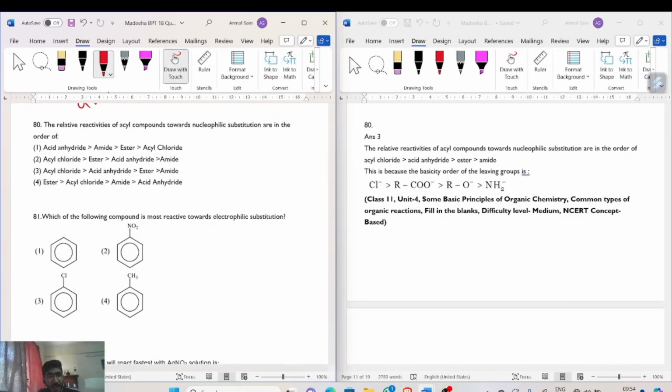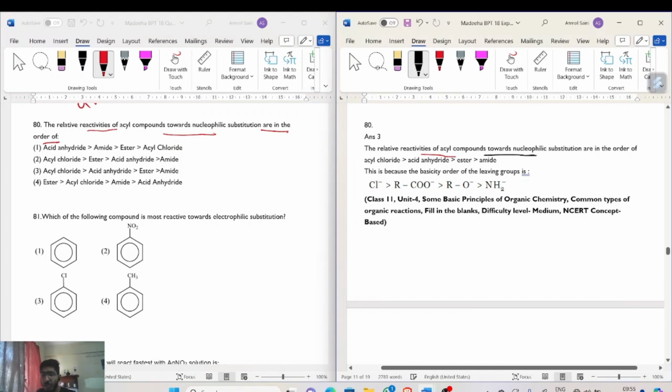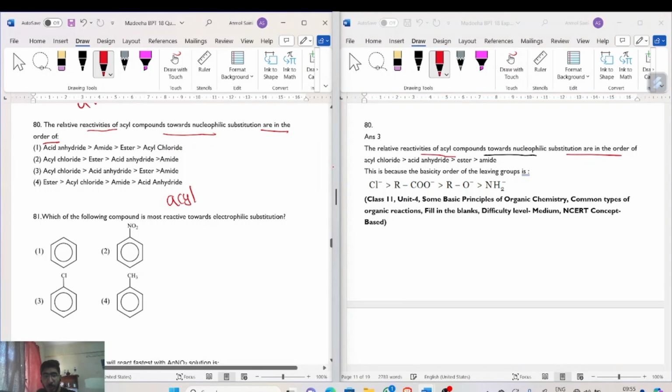Now question number 80. Here the relative reactivity of acyl compounds towards nucleophilic substitution reaction is in the order of. For the acyl compounds we have to find the order of nucleophilic substitution reactivity. The most reactive will be acyl chloride.